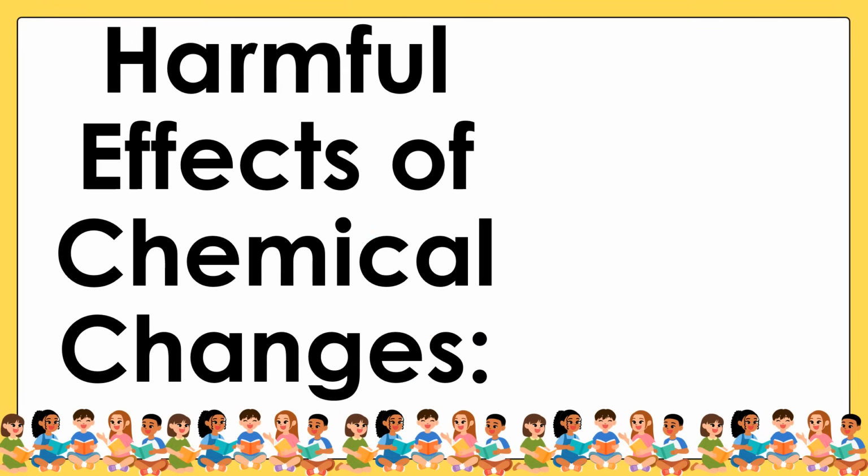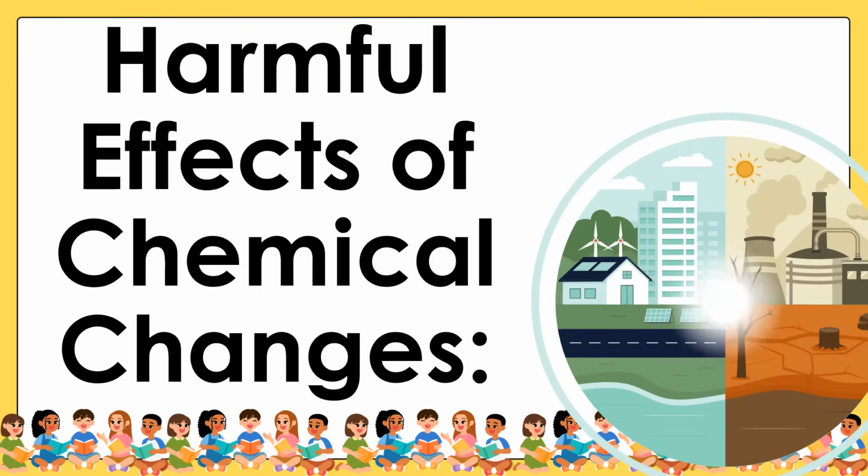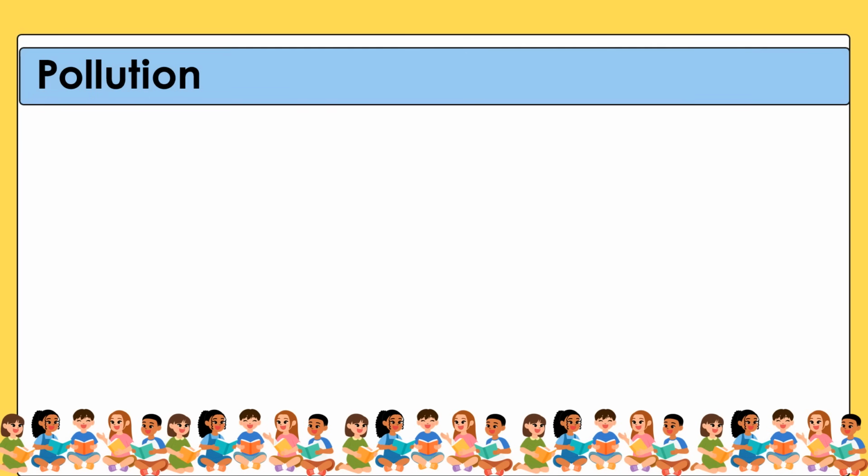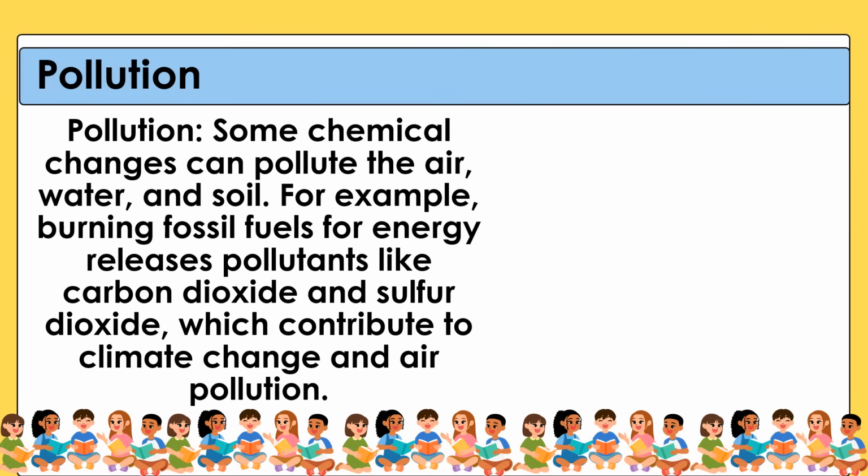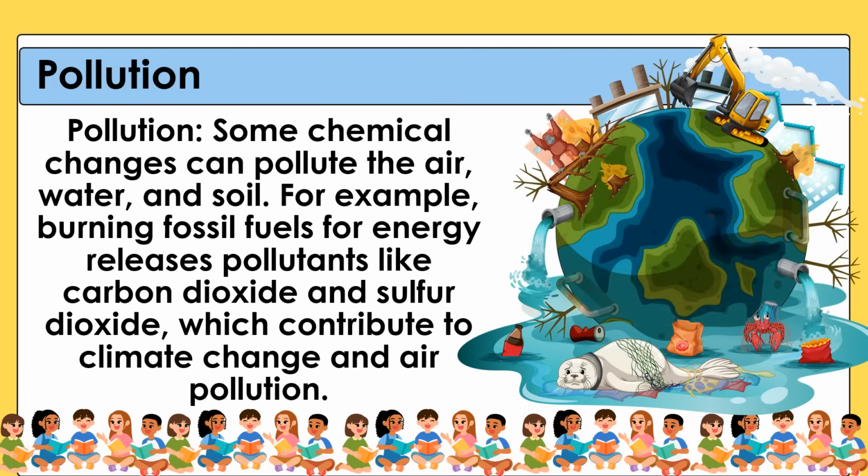And here are the harmful effects of chemical changes. Of course, we have pollution. Some chemical changes can pollute the air, water, and soil. For example, burning fossil fuels for energy releases pollutants like carbon dioxide and sulfur dioxide, which contribute to climate change and air pollution.